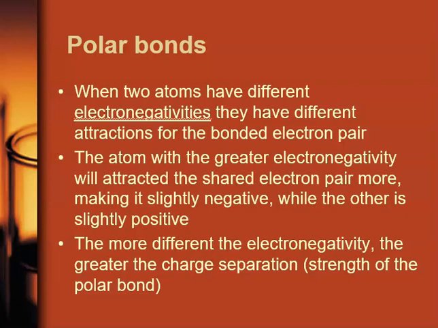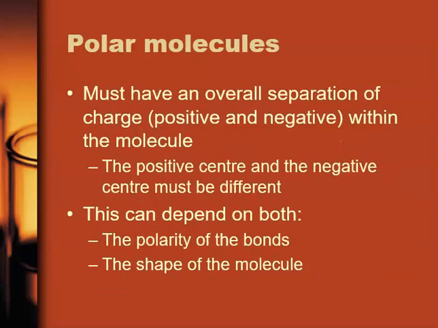When it comes to polar molecules, you must have an overall separation of charge, positive and negative charge, within the molecule. Which means if you're thinking of where the middle of the positive charges and where the middle of the negative charges are, they have to be in a different place. So if you draw bond dipoles on all of your bonds, if the negatives are all clustered in one space and the positives are all clustered in a different space, then you're going to have a polar molecule. If the positives and the negatives coincide, then it's going to be a non-polar molecule.